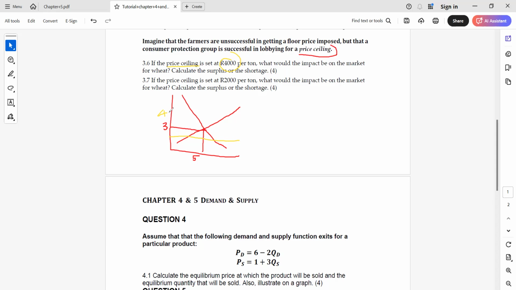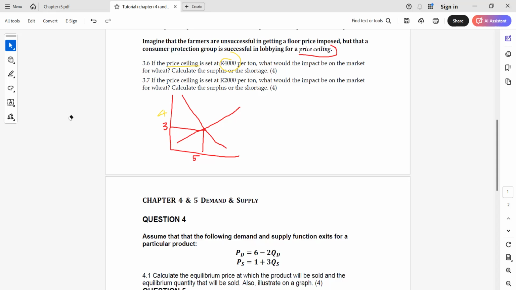Why? Because the price ceiling is saying that the business can charge any price from here, but they must not sell at a price above the price ceiling. They cannot sell above it. So if we put the price ceiling here, let me just remove this and this as well.